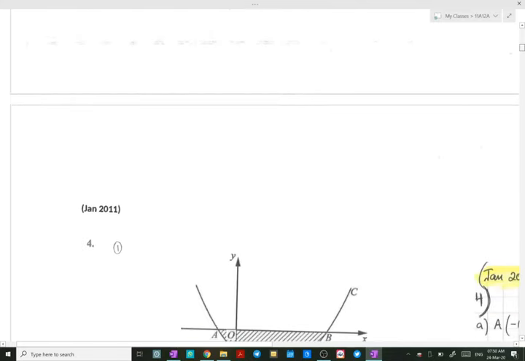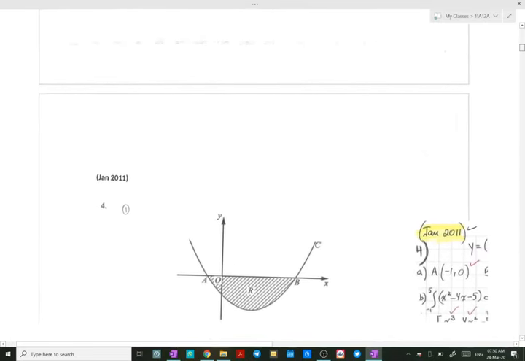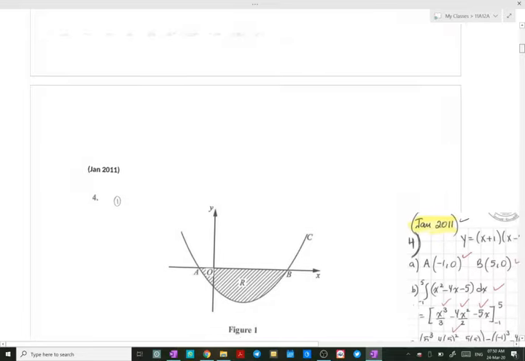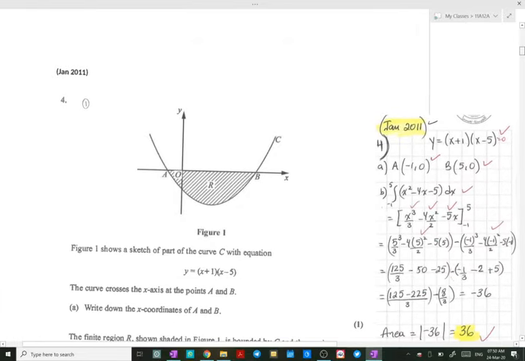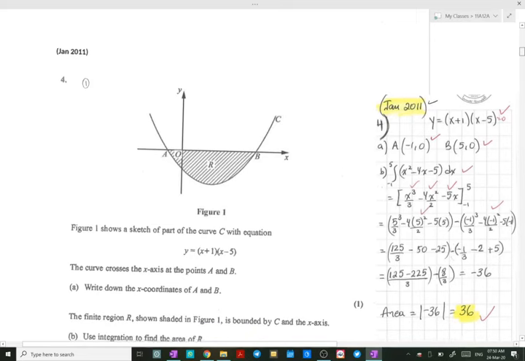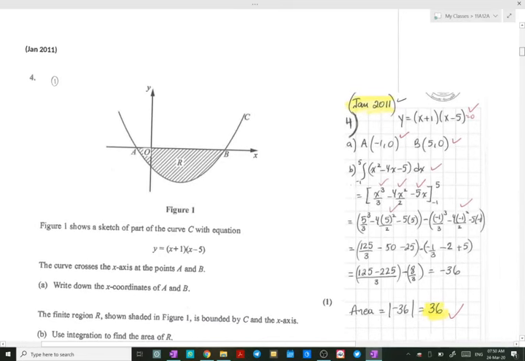So let us start to apply. January 2011, number 4, this is the figure that you have. And let's read the question. Figure 1 shows a sketch of part of the curve C with equation y equals x plus 1 times x minus 5. The curve crosses the x-axis at the points A and B. Write down the coordinates of A and B.